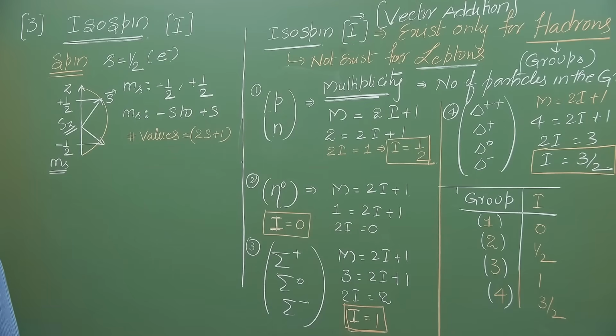Electron is also having isospin 0, it is a lepton. But here isospin exists only for hadrons, so for the electron the value 0 means it does not exist. If a reaction contains an electron, what you will write as the isospin, you have to write 0 only, not exist. For hadrons it is a value 0. For leptons it does not exist, that is why we are taking 0, because we are adding.